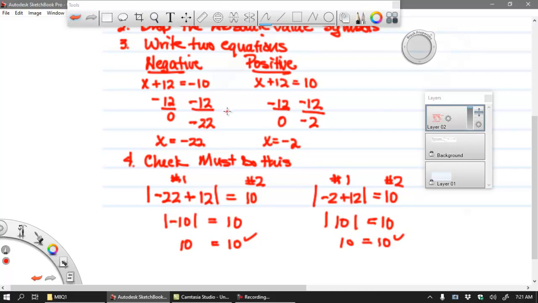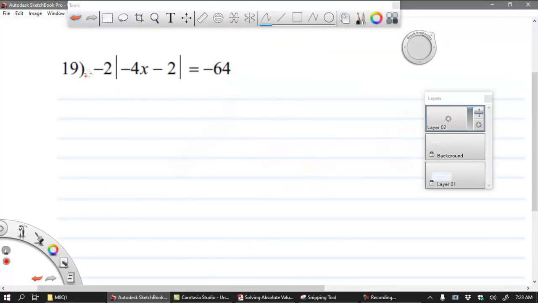So that's the basic idea of how you do absolute values, and we'll do a couple more problems that are a little bit harder than this, so you can see how the isolation works and how we do some of these other harder problems. This problem is number 19 on our worksheet. So I'm going to go ahead and rewrite this and we'll get this started.